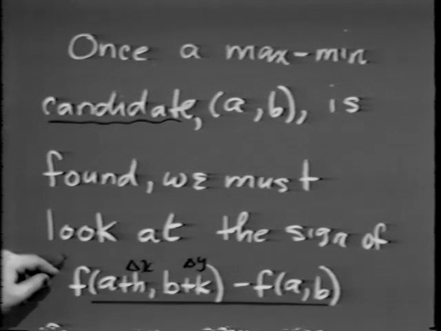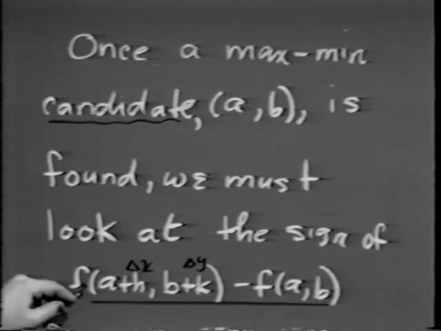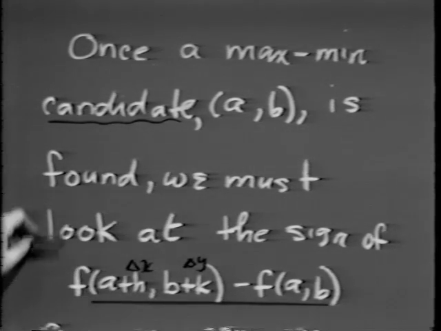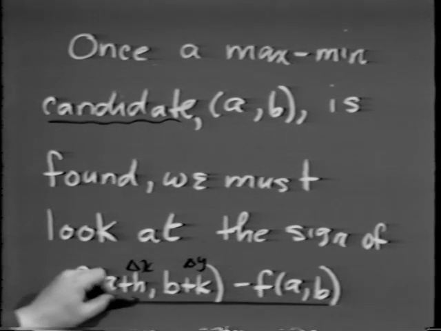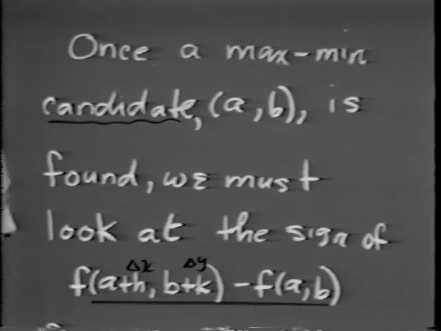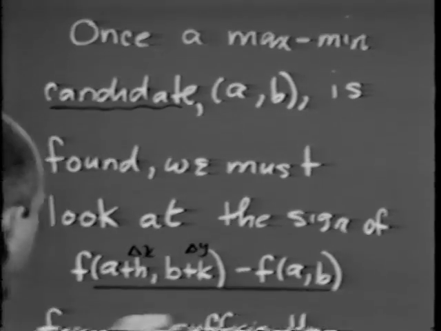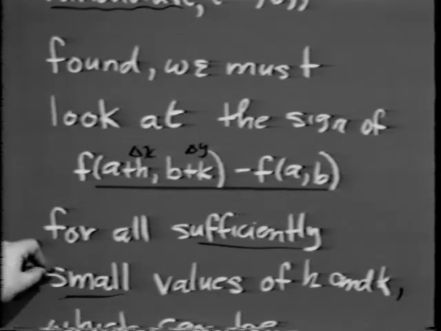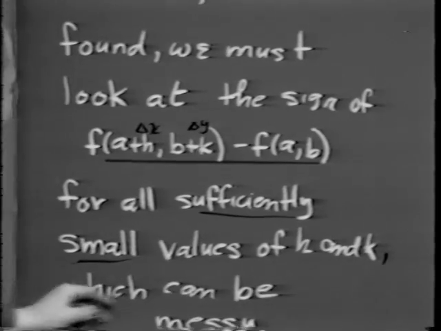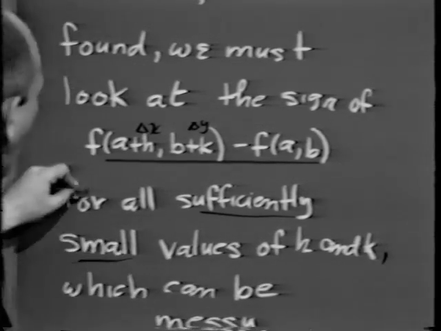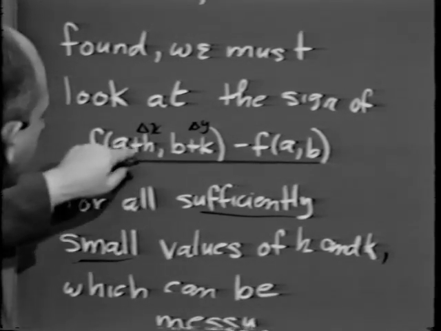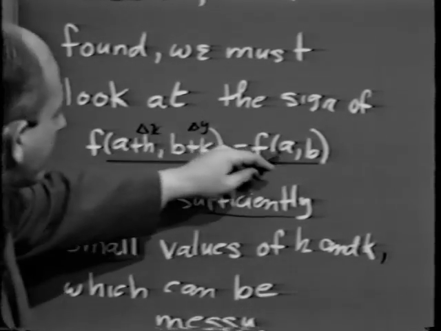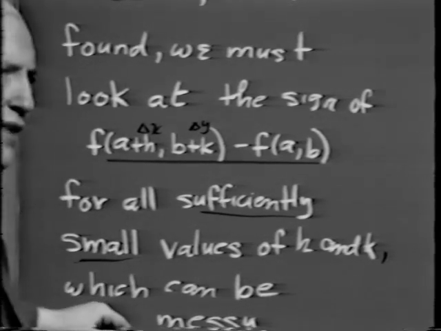In other words, to put it in still other terms, let's just read this again. Once a max-min candidate A comma B is found, we must investigate the sign of f of A plus H comma B plus K minus f of A B for all sufficiently small values of H and K. Okay? I mean for all sufficiently small values of H and K, in other words, in a neighborhood of the point A comma B. And what I'm saying is that this particular computation can itself be very messy.